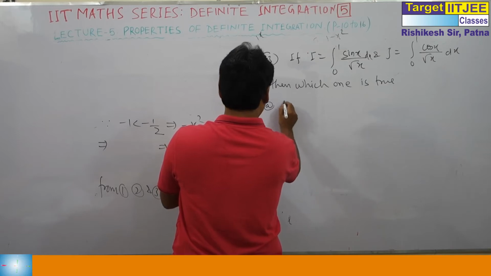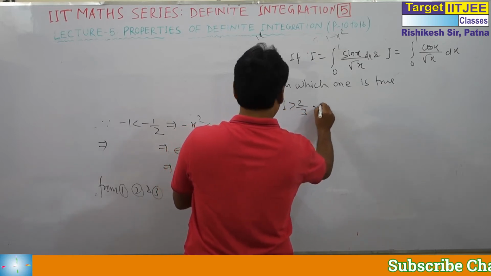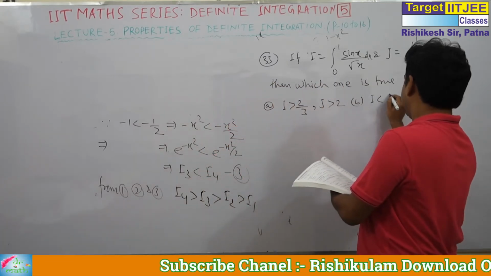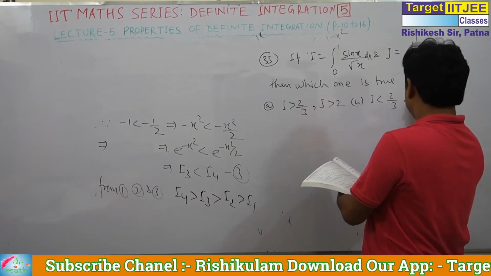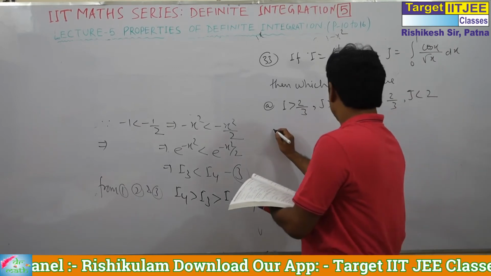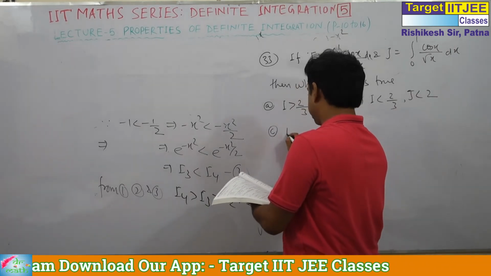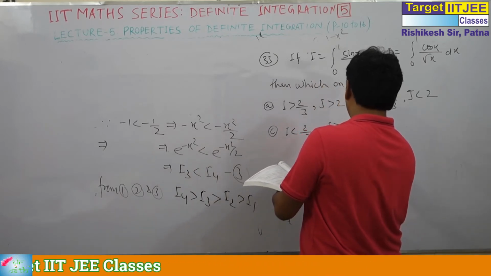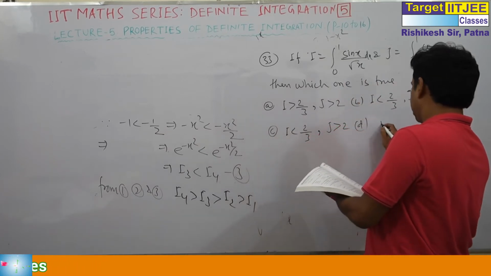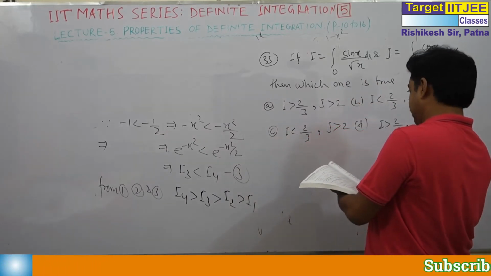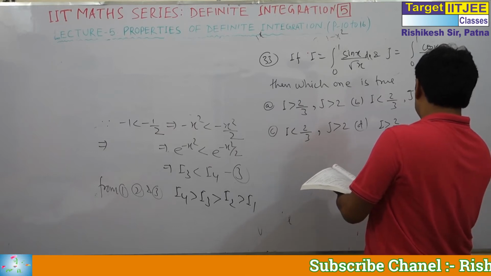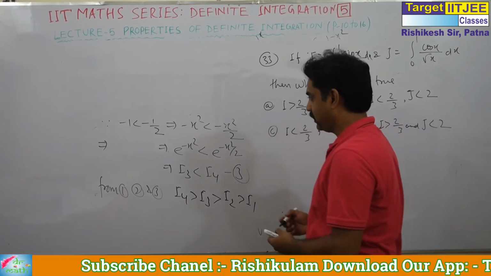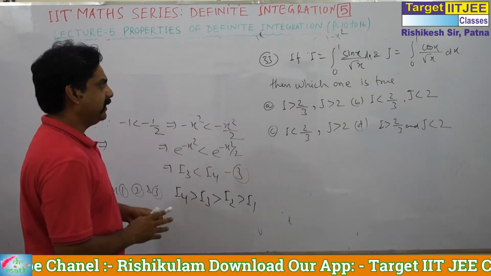First option, I greater than 2/3, j greater than 2. Second option, I less than 2/3, j less than 2. Option C is I less than 2/3, j greater than 2, and the final option is I greater than 2/3 and j less than 2. Actually there are two inequalities, I and j, and both will be solved independently.